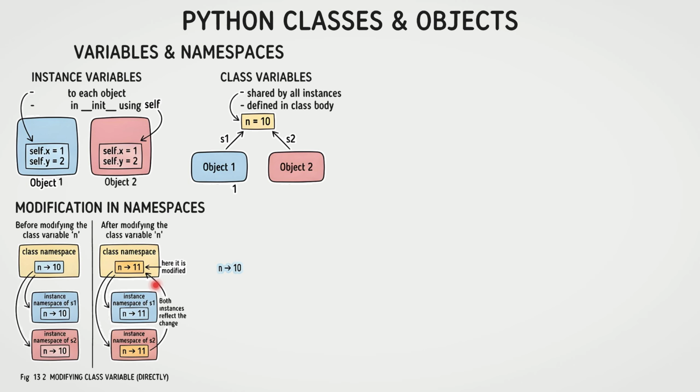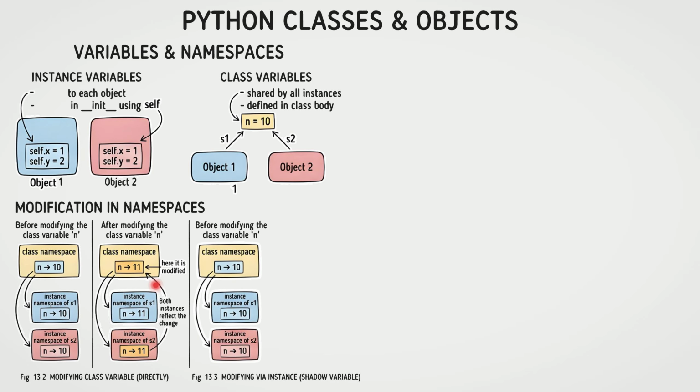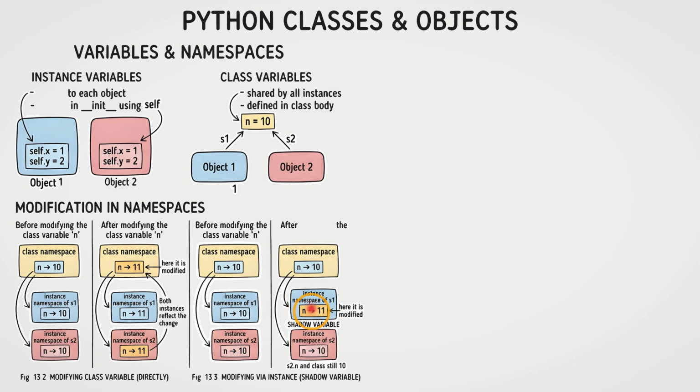However, things change dramatically if we try to modify that shared variable through an instance instead of the class. Looking at the right side of the namespace diagram, initially everything is 10. But when we modify n specifically for instance s1, Python doesn't change the shared variable. Instead, it creates a shadow variable right inside s1's instance namespace. Now, s1 sees its own n as 11, while the class namespace and s2 still safely hold the value 10.